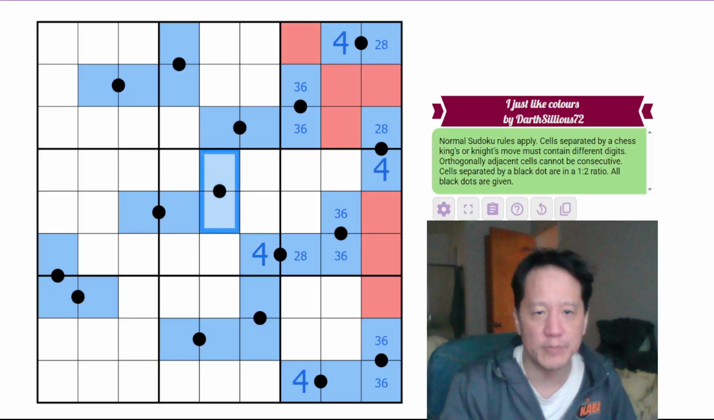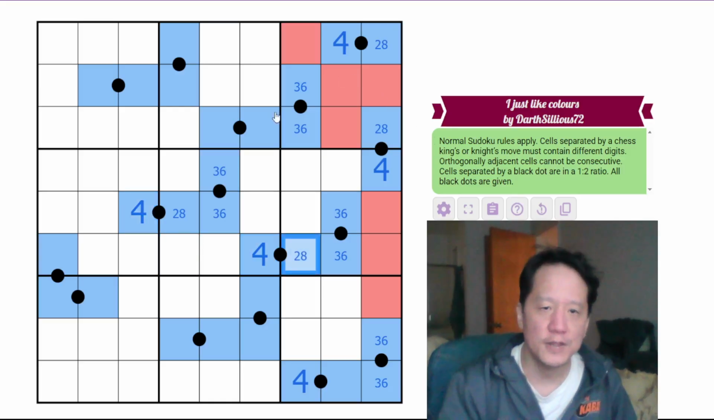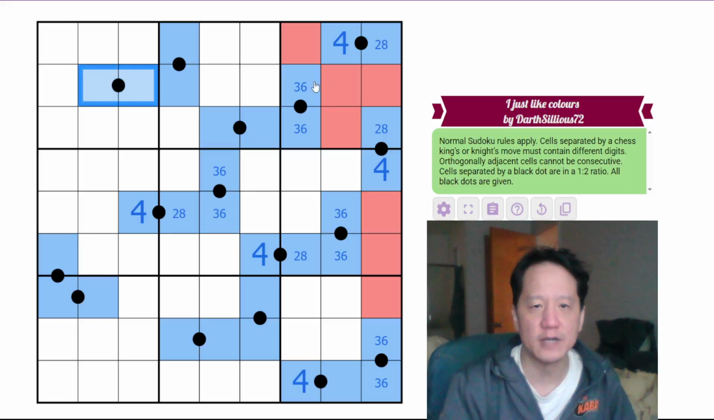That means this cannot be 4 and 2 and 8. So this is a 3, 6 pair. This must be 2 and 8 with 4 being here. This can't be 3 and 6 because that would eliminate all possibilities for that cell. So this must be 4 with 2 and 8. This is 4 then. This is 2 or 8.